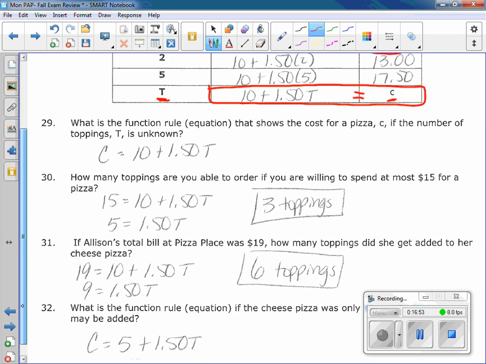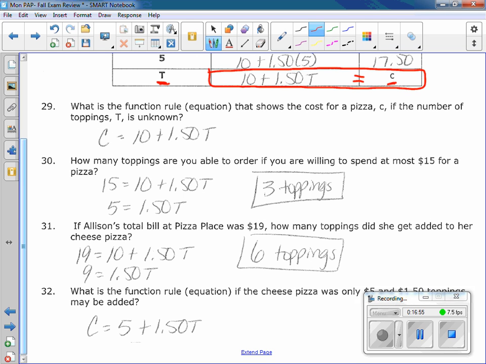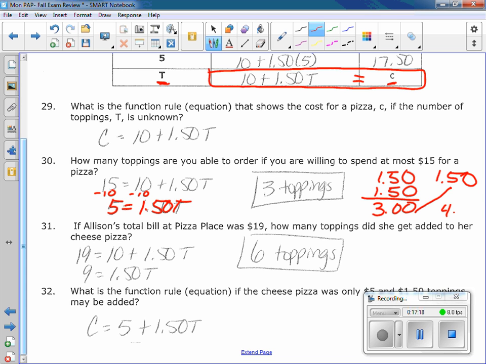And then we've got some questions to answer. So how many toppings are you able to order if you can spend at most $15? Well, it's going to cost $10 initially for the pizza, which gives me $5 left to spend on toppings. And the toppings are $1.50 each. Please remember that $1.50 and $1.50 is $3. So $1.50 more puts me at $4.50. Do I have enough for another topping? No. So I can only put 3 toppings on there, and I'll have 50 cents left over.